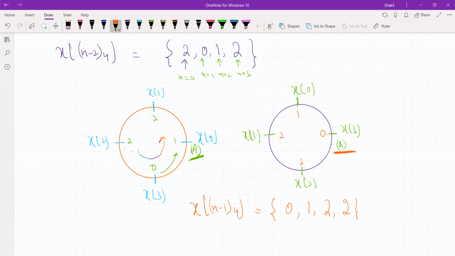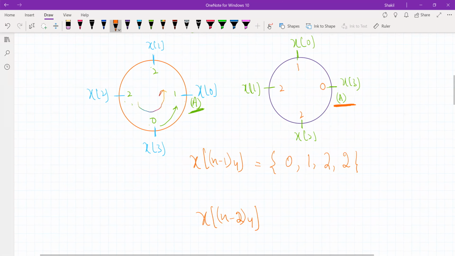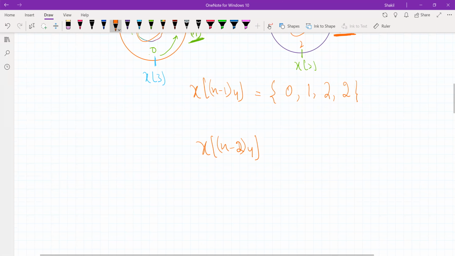So this is the first step. Now if you want to compute x of n minus 2 of this 4-point sequence, shift this twice directly, or you can give one more shift to this. Let's do that.